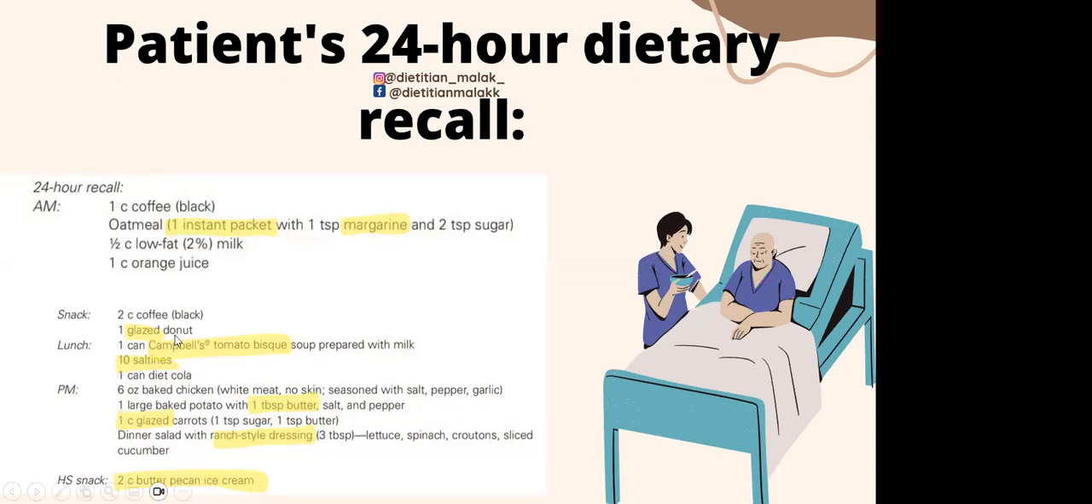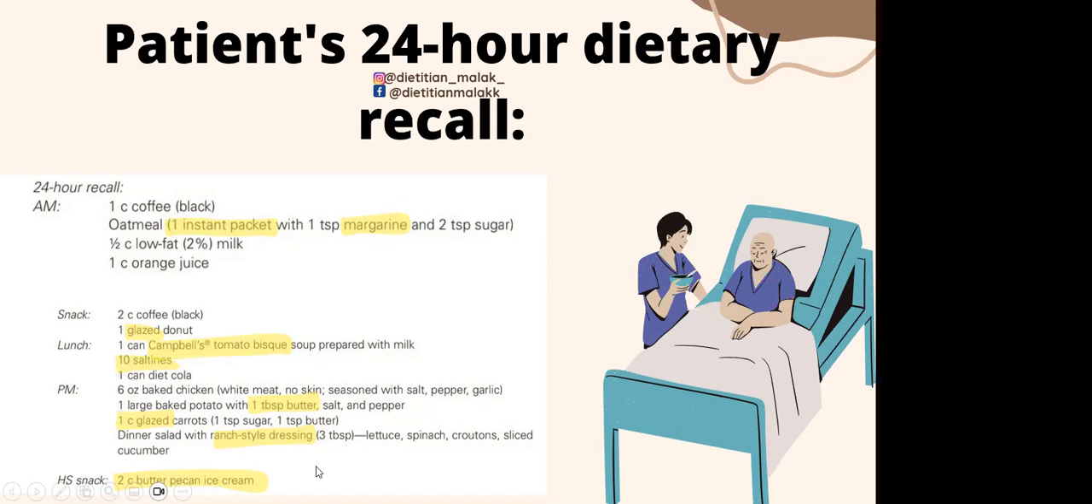Then we have a can of tomato soup. Canned items are also rich in sodium. We've got biscuits, we've got butter, we've also got glazed carrots. We've got a ranch style dressing, which is also rich in fat. And then last but not least, they ended their day with 2 butter pecan ice cream.